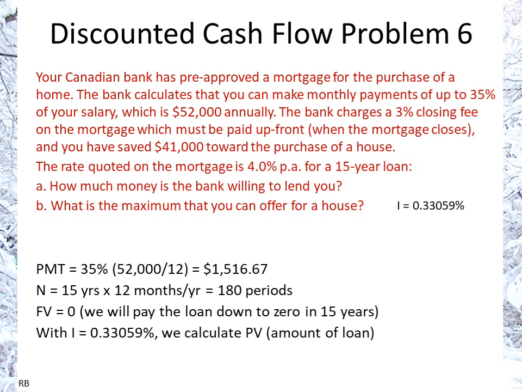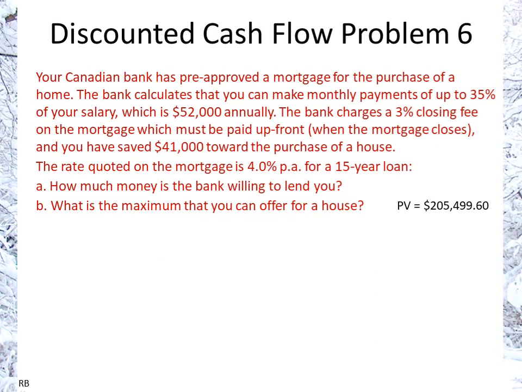And again, with I as 0.33059%, we calculate the present value, which is the amount of the loan we'll receive, and PV is 205,499.60. Note on the calculator it'll show up as a negative number, but that's okay. As we know, the PV will be the opposite sign from the payments and the FV. So that means that's the amount of loan we would get. Here I have the 205,000 value as a reminder.